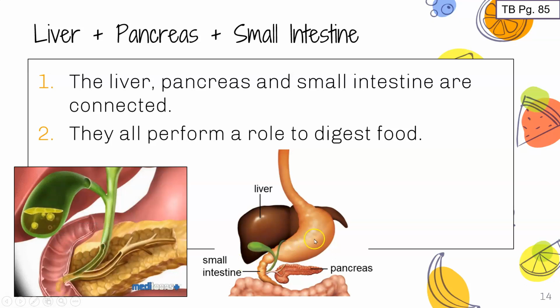So when the food from the stomach has been more or less digested by the proteases in the stomach, you will then move on to the small intestine. At this point, the liver, the pancreas and the small intestine are going to work together to continue the role of digestion. So this liver, pancreas, and small intestine, they are connected and they all perform a role to digest food.